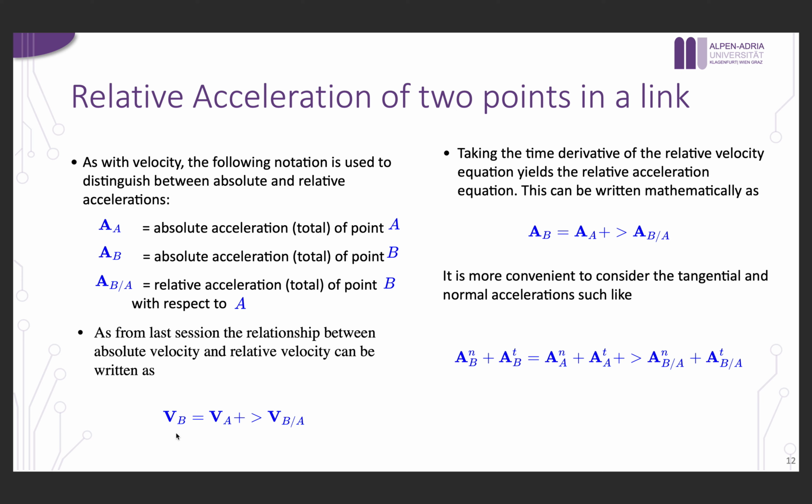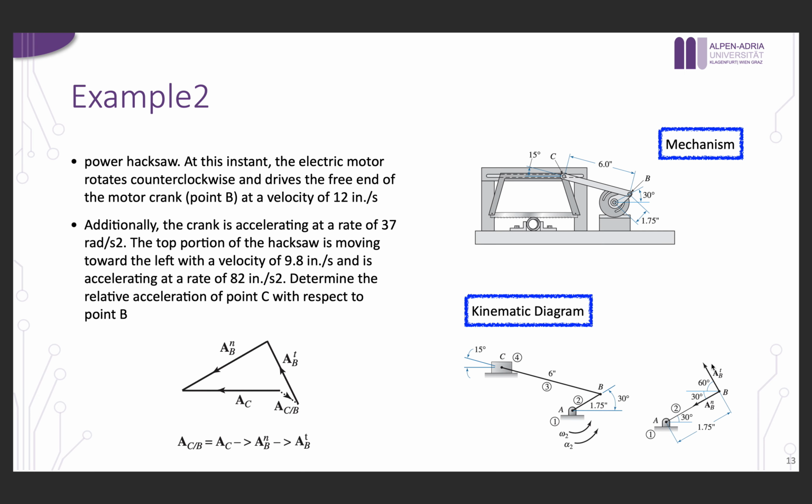Now this is the velocity, but it is the same story with the acceleration. Exactly the same. When it comes to acceleration, as we have talked, acceleration is composed of two components, or two vectors. So the acceleration of point B is equal to the normal acceleration of point B plus the tangential. Same for relative. Okay, so let's take an example of that.